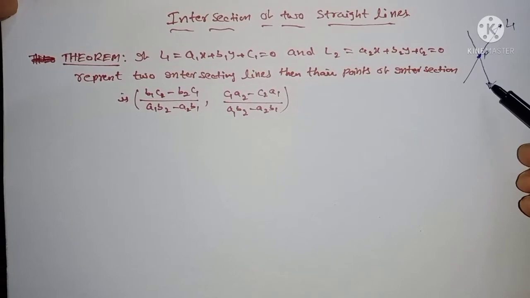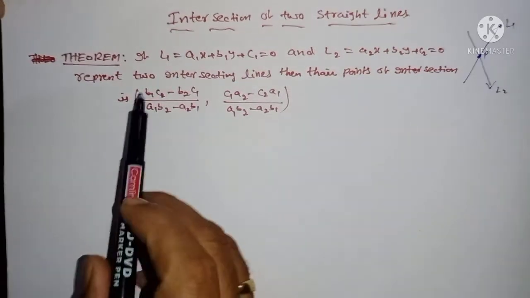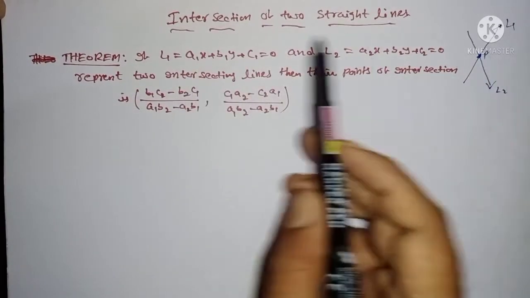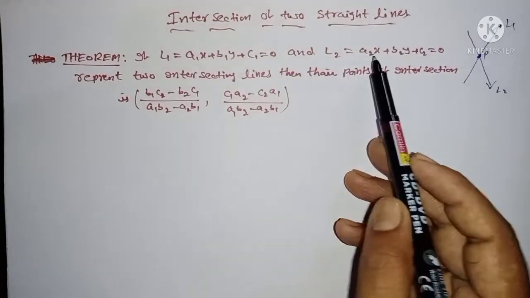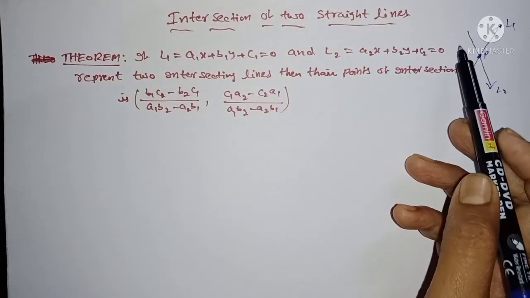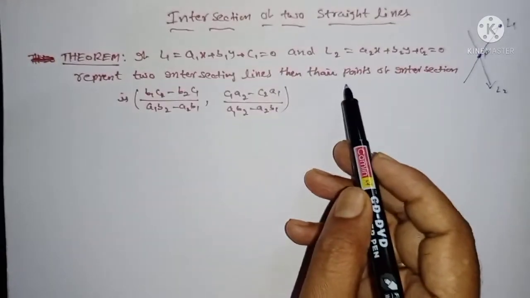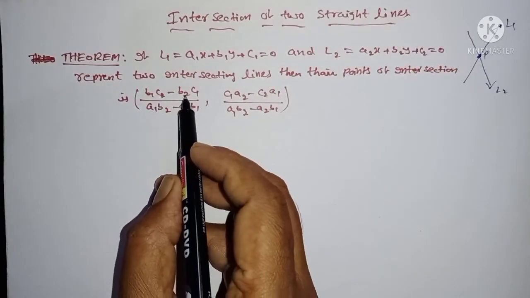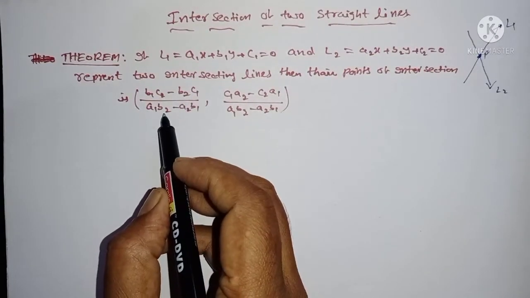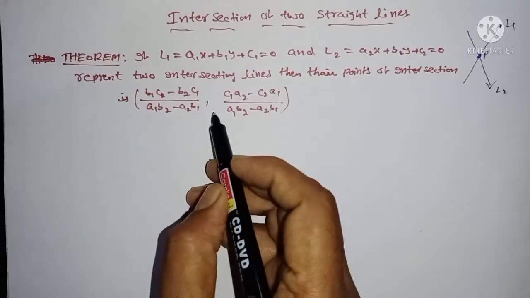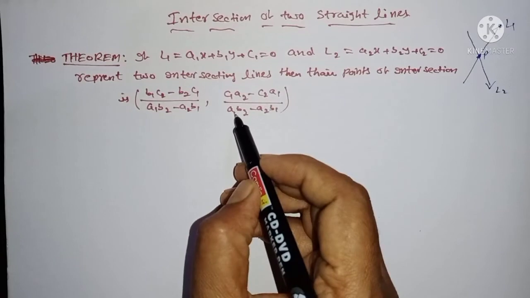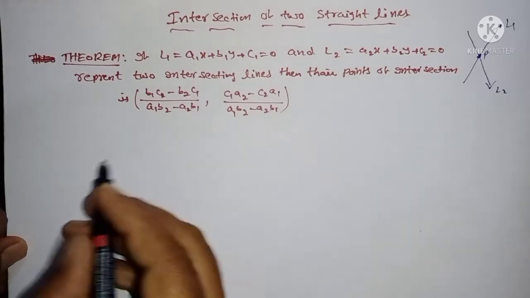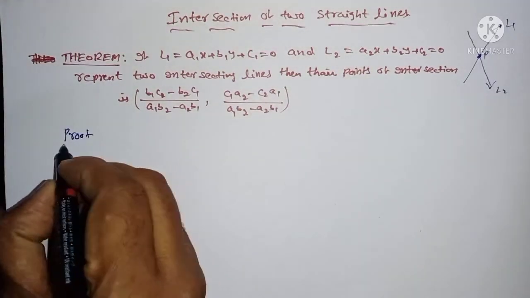Intersection of two lines: there is a theorem. If L1 is A1x plus B1y plus C1 equals 0, which is one line equation, and L2 is A2x plus B2y plus C2 equals 0, they represent two intersecting lines, then their point of intersection is given by this formula: (B1C2 minus B2C1) divided by (A1B2 minus A2B1), comma, (C1A2 minus C2A1) divided by (A1B2 minus A2B1). You have to prove that this is the point of intersection. Listen to how we prove this.